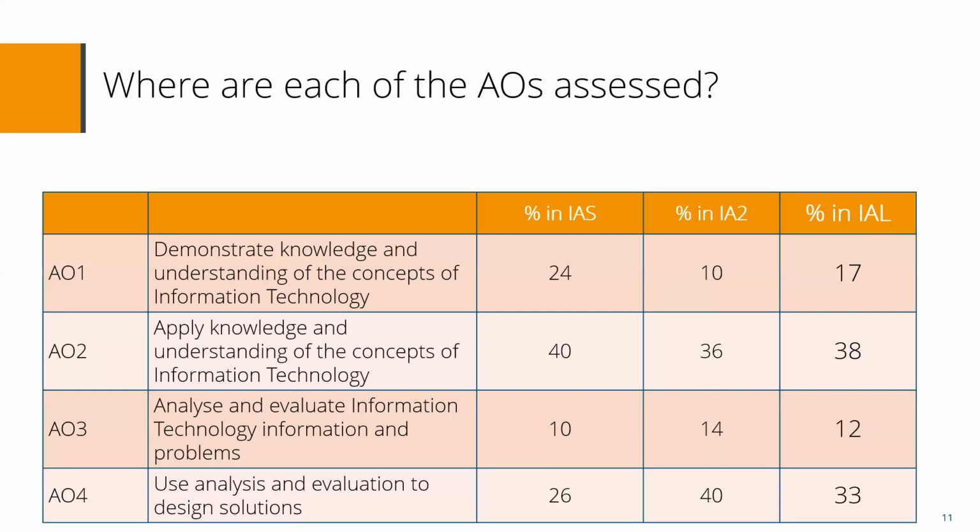Right. So basically we have recall. If you go for the total A level, that's the right hand column over here, it is about 17%. Application is about 38%. Making judgments, AO3, is about 12% overall. And analysis and evaluation is about 33%.